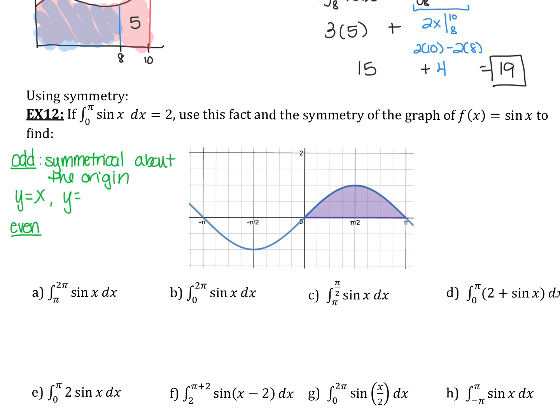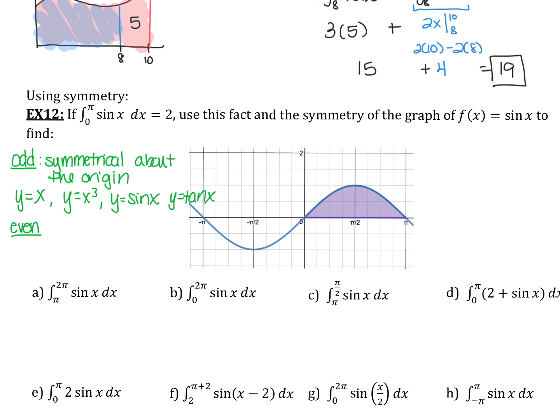Y equals x cubed, same thing. Y equals x to the 5th, x to the 7th, etc. But we also have some trig functions. So for example, y equals sine of x, like we see over here, or y equals the tangent of x. Those are two examples of odd functions, where if I were to stick a pin right at the origin at 0, 0, and I take this curve and I rotate it 180 degrees, I would have the exact same curve.